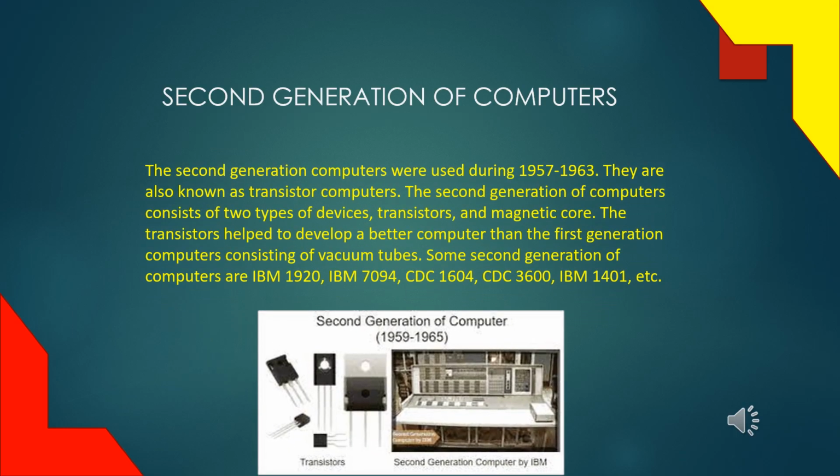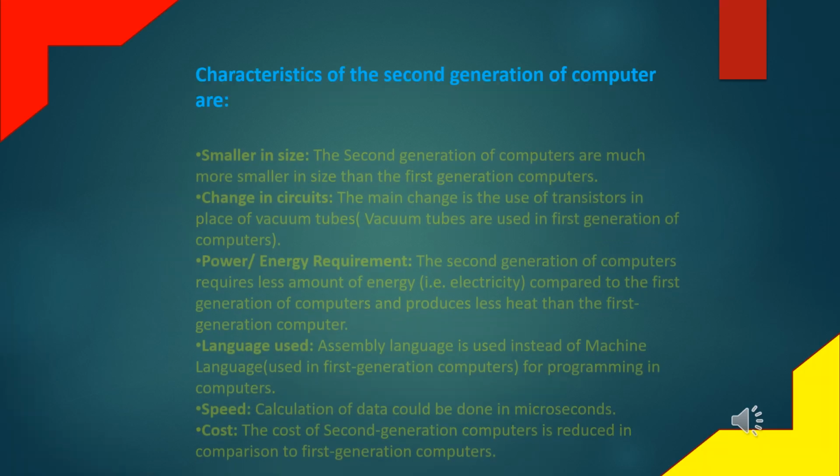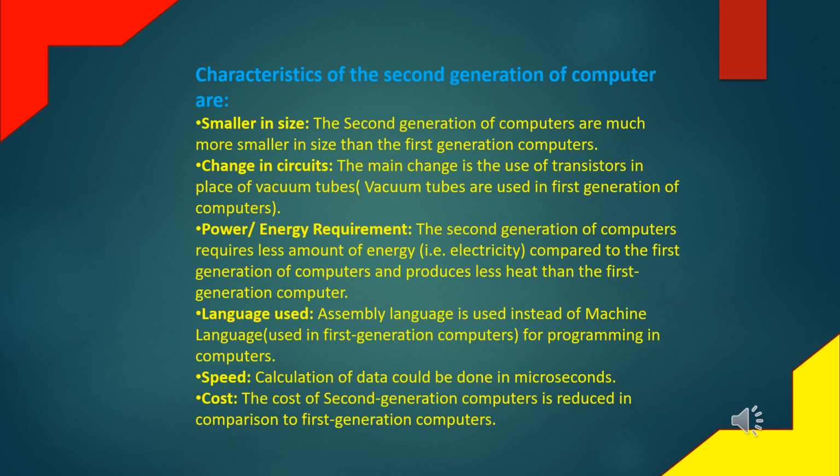Next generation of computers was second generation of computers in which vacuum tube of computers was replaced by transistors. That's why it is known as generation of transistor. The given picture shows the picture of second generation of computers. Here are some characteristics of second generation of computers in which drawbacks in first generation of computers were overcome such as small size, change in circuit, power energy requirement, language use, speed, and cost.